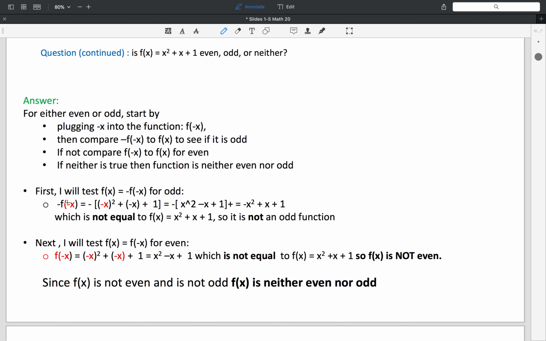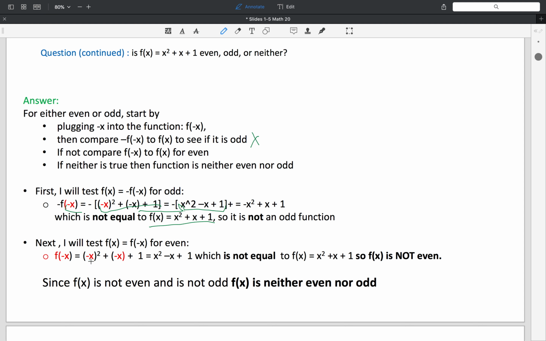So again, I'm going to plug in minus x, and I get minus x squared plus 1 when I plug it in. Minus x squared gives me x squared. A plus times a minus is minus, and then still I get a plus 1, so this becomes this. Then I apply the minus, and I get minus x squared plus x plus 1. That's not equal to f of x, so it's not odd. So that doesn't happen. Let's see about even.